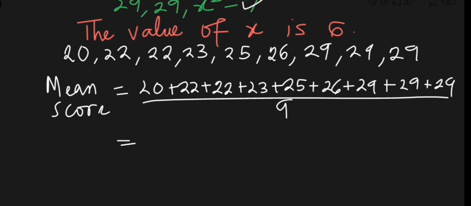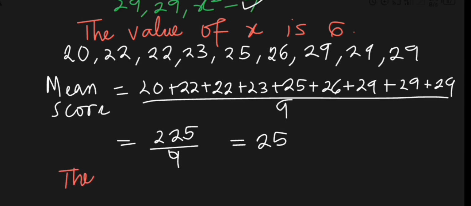Then the sum of all the scores is 225. You can check using your calculator. This divided by 9 gives us a mean score of 25. So our conclusion will be that the mean score of the applicants is 25.